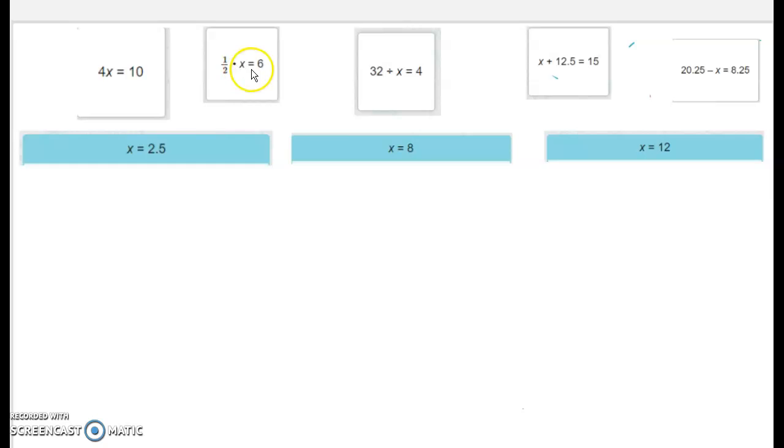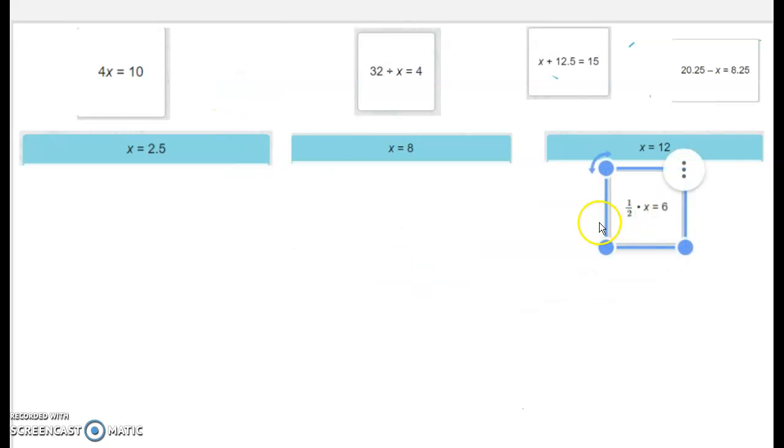Half times x is equal to 6, or half of a number is 6. Half of a number is 6, so 6 is half of a number. Let's look at my answer choices. Is 6 half of 2.5? Is 6 half of 8? Is 6 half of 12? 6 is half of 12. So this one will go underneath there.